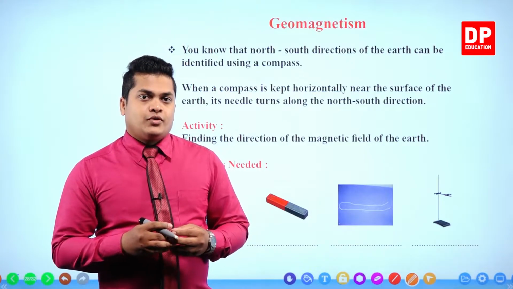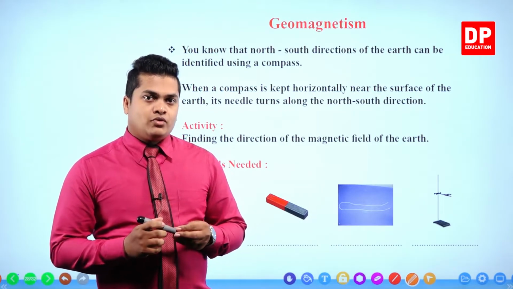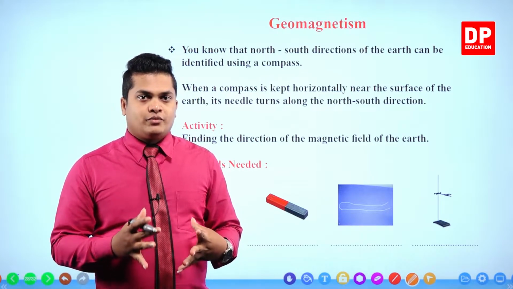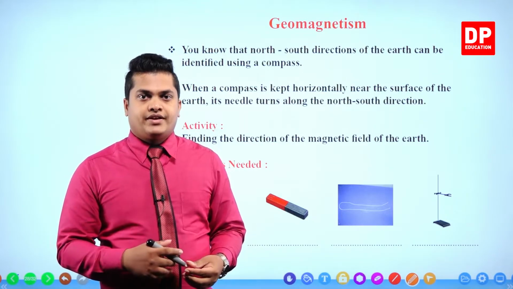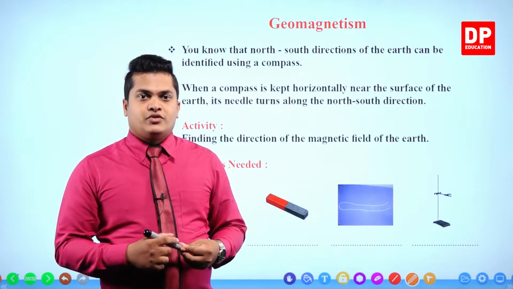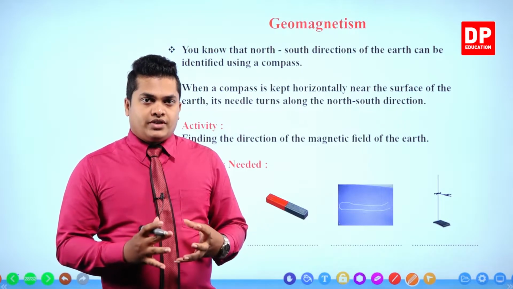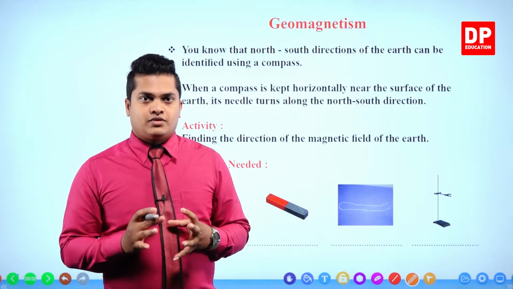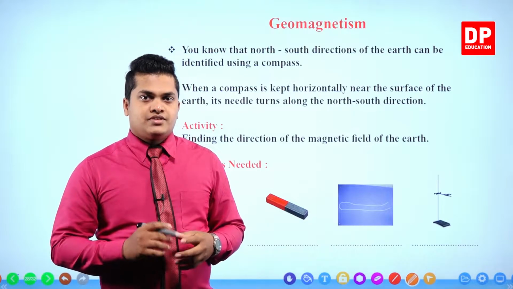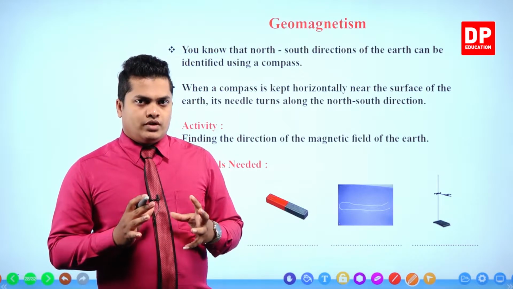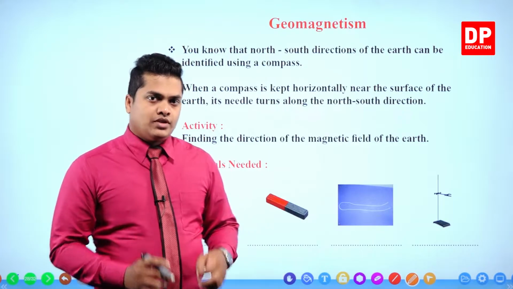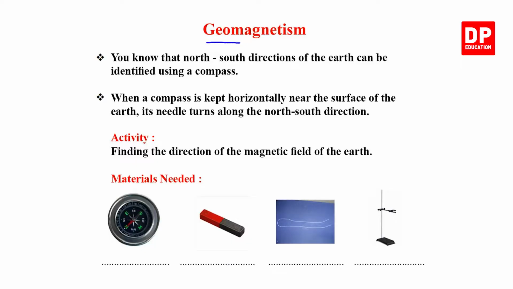Right, my dear children. So, we studied the magnetic field and discussed how it behaves, and we identified that the magnetic field is always going to point from the north direction to the south direction. The magnetic field lines are always pointing south, starting from the north. So, now in this chapter we'll discuss geomagnetism.